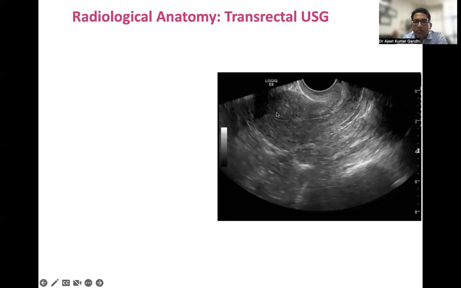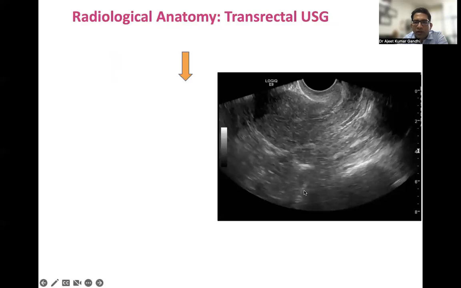Transrectal ultrasonography gives a much clearer picture, and it may be of very important significance to understand the anatomy because it may be used during real-time imaging for the brachytherapy application, and also to quantify the extent of the disease, maybe after external beam radiotherapy.